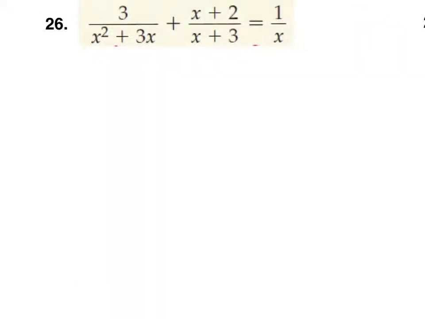All right, number 26. Again, we can't cross multiply here because we have more than just two fractions. Let's factor the denominators to see what we're really dealing with. So in the first denominator, we have x squared and 3x, and those both divide by x. So you can take an x out as a GCF, and you'll have x plus 3. None of the other denominators factor. X plus 3 doesn't, and neither does x.